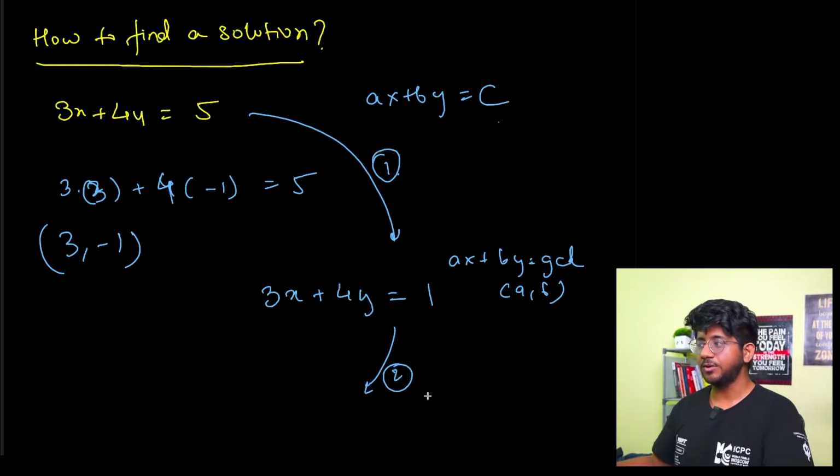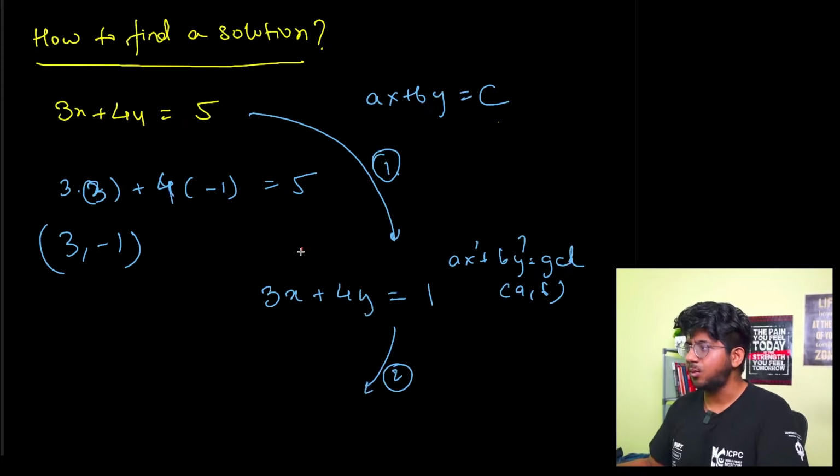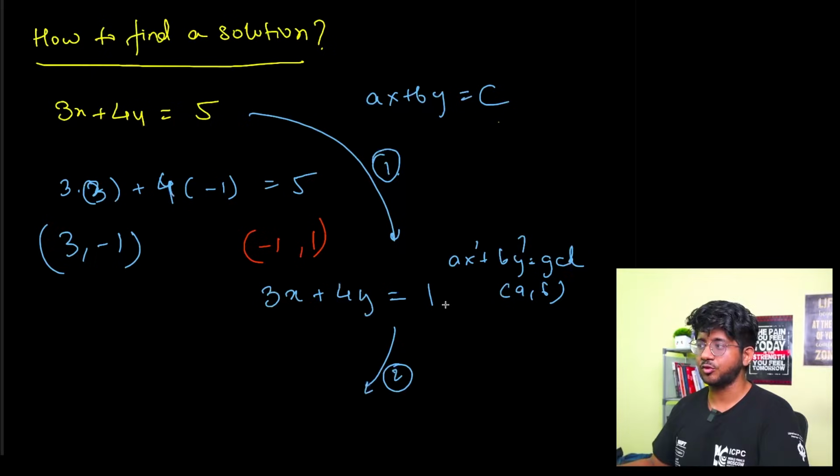And from over here, you just multiply things. Let's call this X dash, Y dash, and the actual X and Y will be nothing but a multiple of this, right? So we can do that in the second step. From over here, let's find one solution. I can see Y equal to 1, X equal to minus 1 is a solution, right? Minus 3 plus 4 is 1.